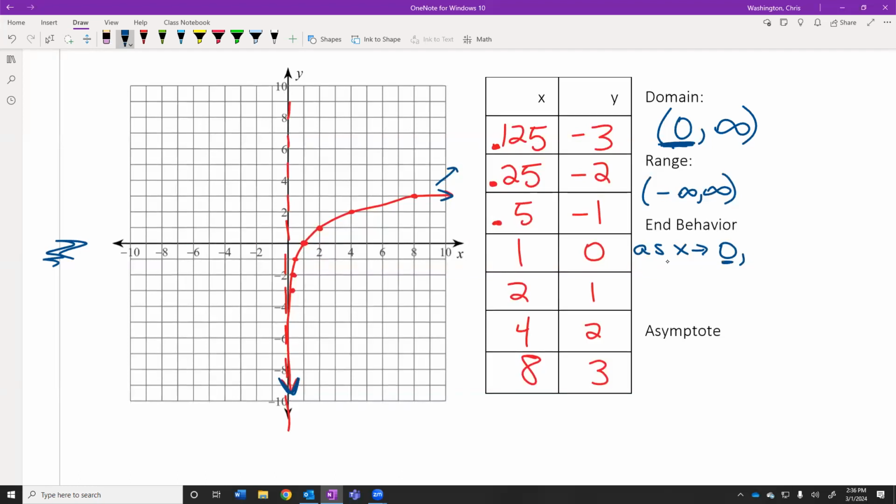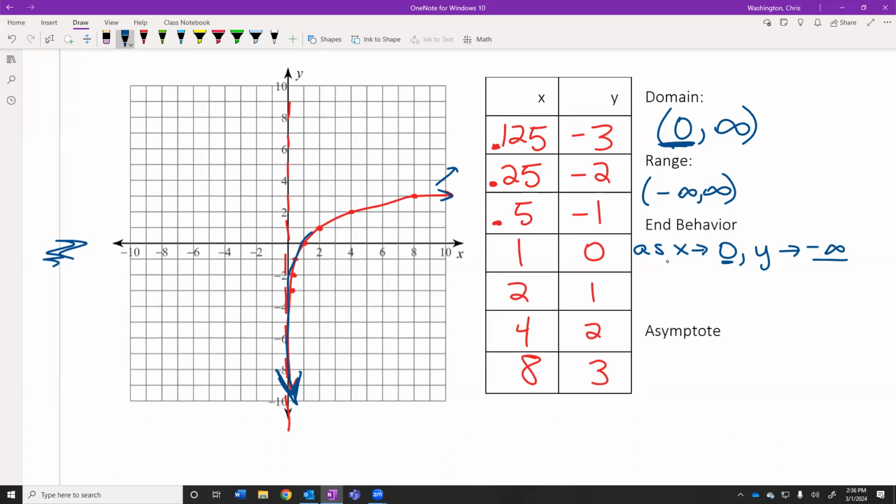And for exponentials, guess what? It was negative infinity instead of 0. But what's happening to the y value? So as we go further to the left, and as we get closer and closer and closer to 0, what are the y values doing here? They're going down. And how far down are they going to go? They're going to go down to negative infinity.